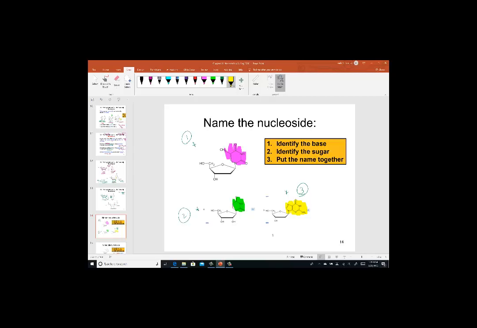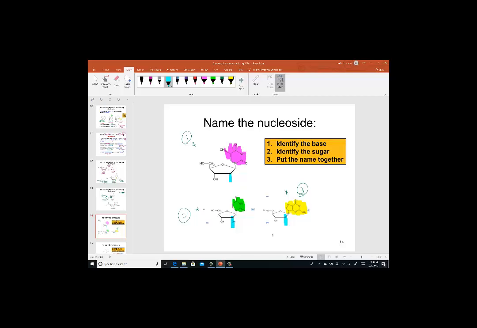What are those names? Step number 2, we want to decide, do we have a deoxy or just simply a ribose sugar? So I want to examine carbon 2. I want to identify the sugar. Is it deoxy or not? And then we simply assemble the names together.